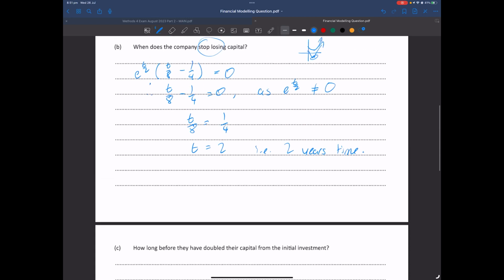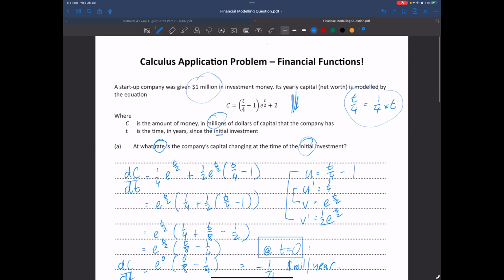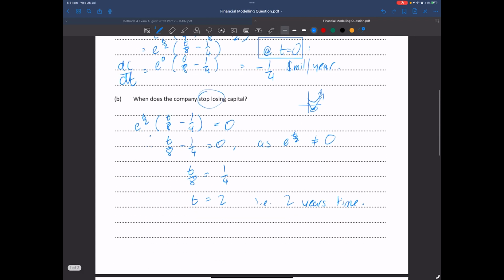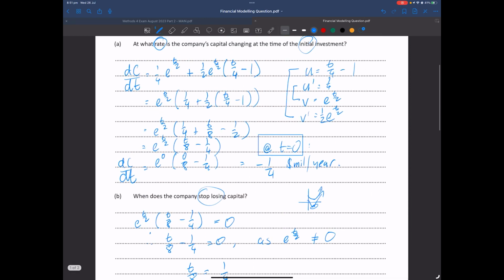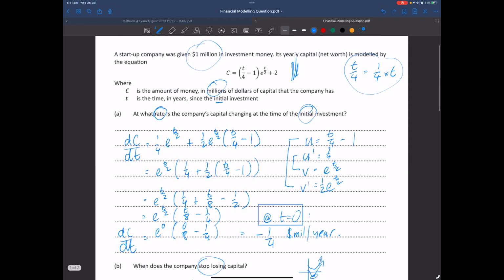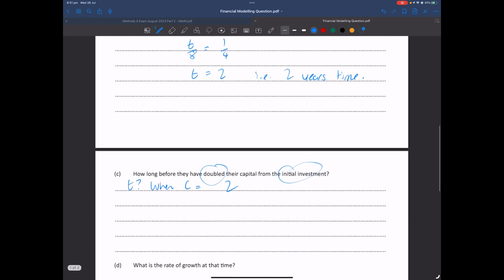Alrighty, so doubled their capital. What does doubling mean? We know what doubling means. From the initial investment, oh, hang on, what did it say? The initial investment was $1 million. So what we are saying is, how long? What is T when C is equal to 2? Now, is that asking for a rate? No, it's not asking for a rate. So we don't have to use the rate. We simply need to use the formula.